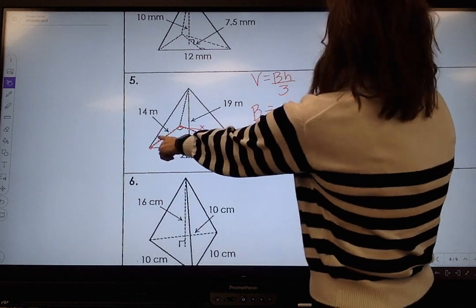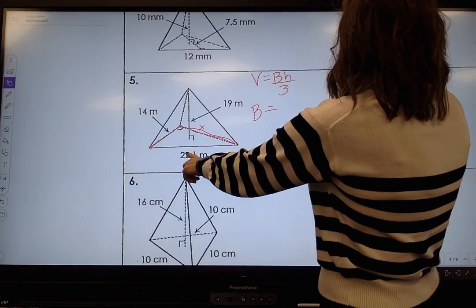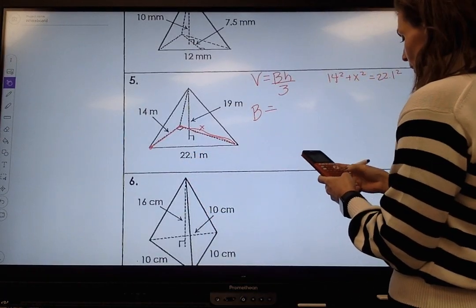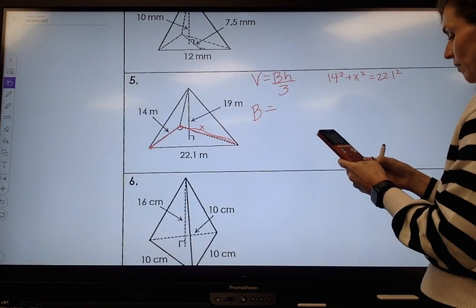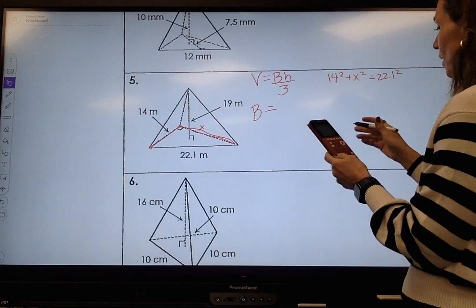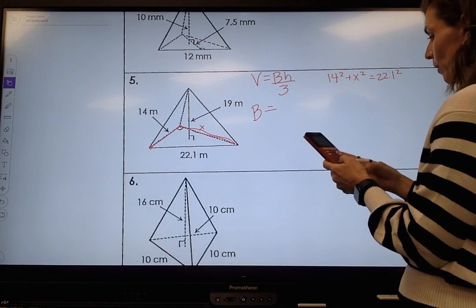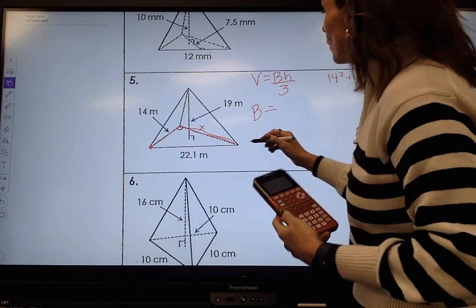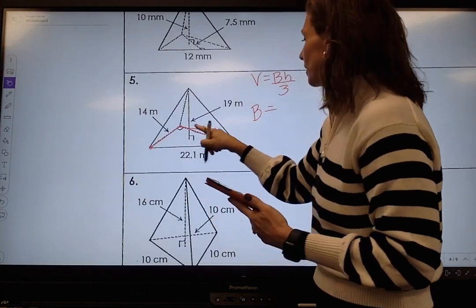So I get 14 squared plus x squared equals 22.1 squared. And that takes a quick second to do. 22.1 squared minus 14 squared. And then I'm going to take the square root of 292.41. And I get x is going to be 17.1. So the height of this triangle is going to be 17.1.